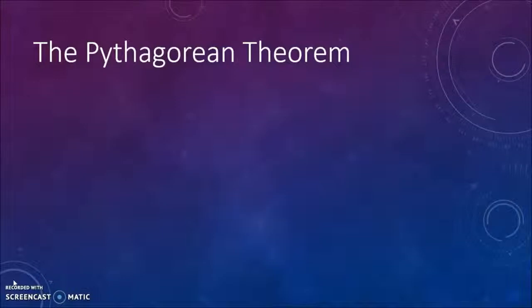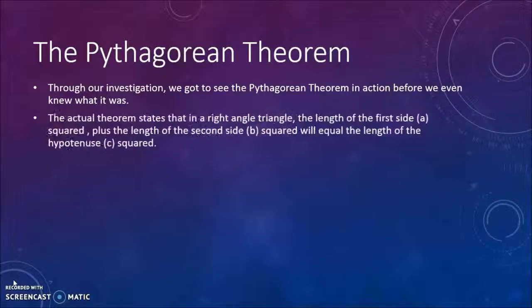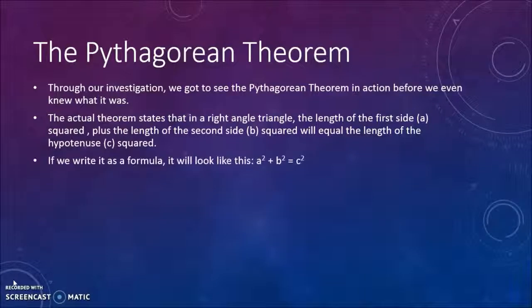The Pythagorean theorem. Through our investigation, we got to see the Pythagorean theorem in action before we even knew what it was. The actual theorem states that in a right-angled triangle, the length of the first side, which we call A squared, plus the length of the second side, which we call B squared, will equal the length of the hypotenuse, which we call C squared. If we write this as a formula, it will look like this. A squared plus B squared equals C squared.